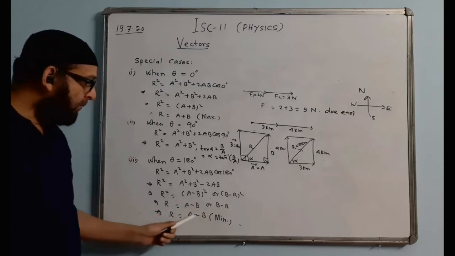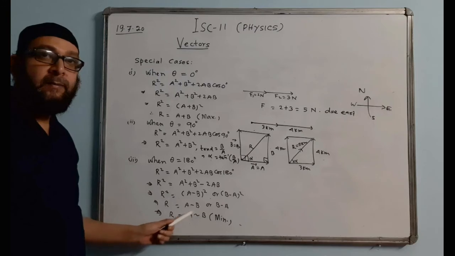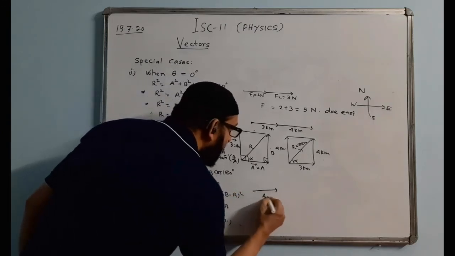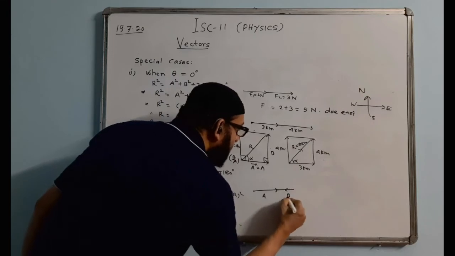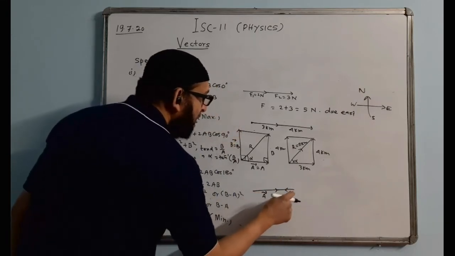So we use a symbol for it. This is called difference. Difference between a and b, the difference of their magnitudes. Then we see the vectors are like this. A is over here. B is like this, in opposite direction. Vector B is in this direction.